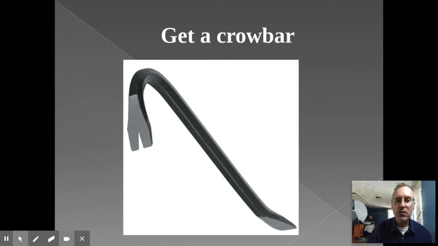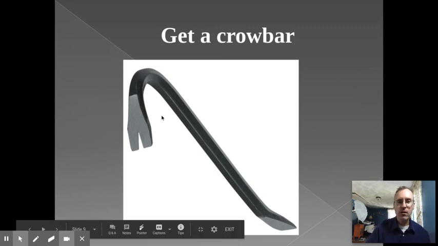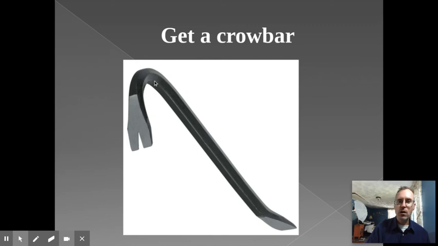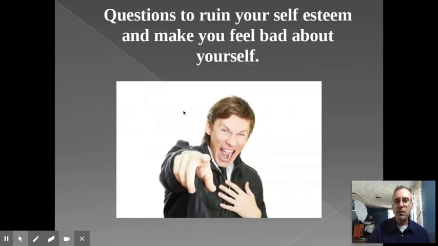The other part of the lesson is make sure you get a crowbar. It's good to have in case of a zombie apocalypse and also during a pandemic outbreak. Good to have one of these things around the house. It's a good tool for opening things, and also if you need to kill a zombie, you can crush its skull with this end over here. That's a good thing to do. So make sure you have something like that.